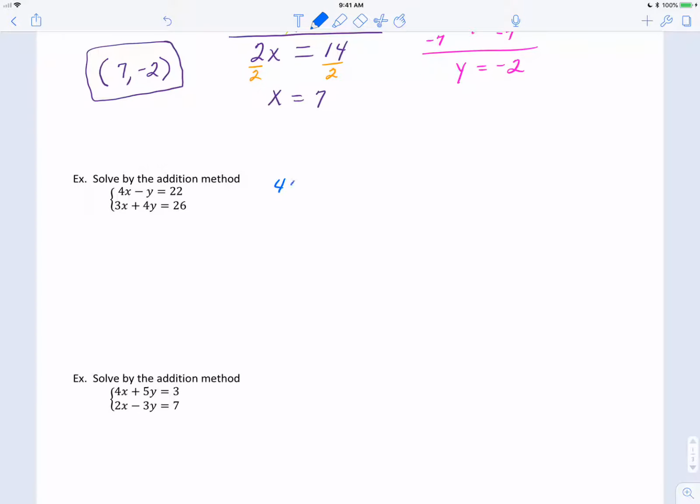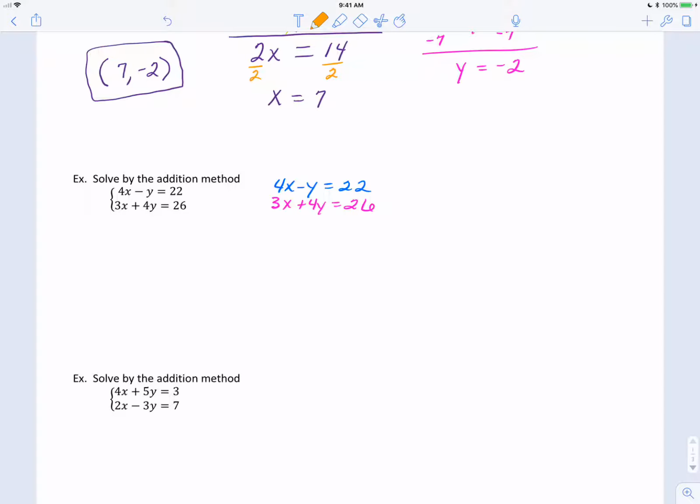We have 4x minus y is equal to 22. Then we have 3x plus 4y is equal to 26. We do not have two terms that are positive and negative with the same coefficients. So we are going to manipulate one or both of these equations as we want to create a positive and negative with the same number coefficients. Let's look at both of our equations. In front of our x's, one has a 4 and one has a 3. Then on our y's, we have a negative 1 and a positive 4.